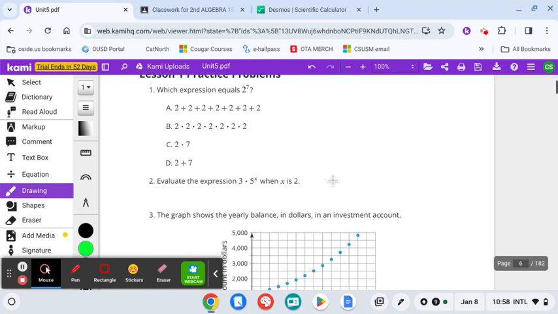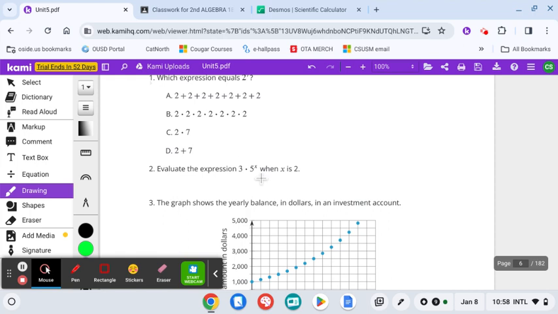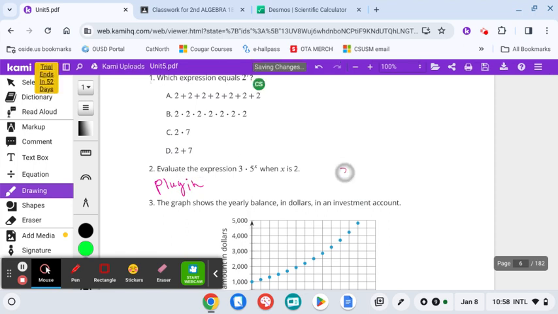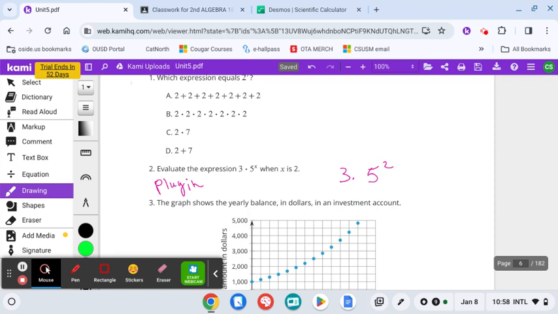What do you think? The next one wants you to actually plug in. Evaluate means to plug in a number. 3 times 5 to the x means 3 times 5 to, instead of x, we write to the power of 2. So what we want to do here is actually plug this into a calculator, where that dot in the middle is like saying 3 times 5 squared.